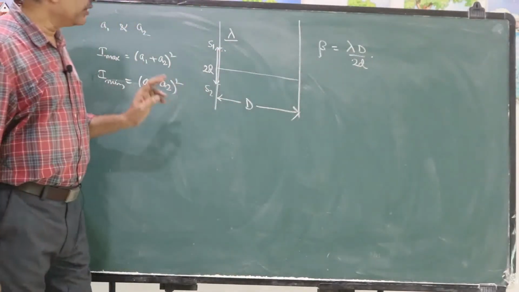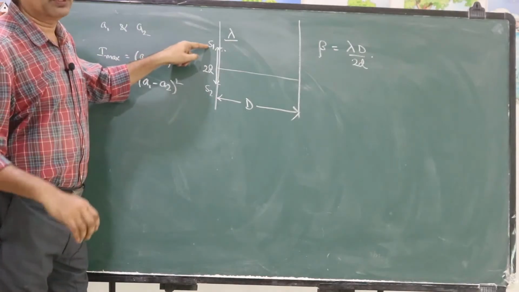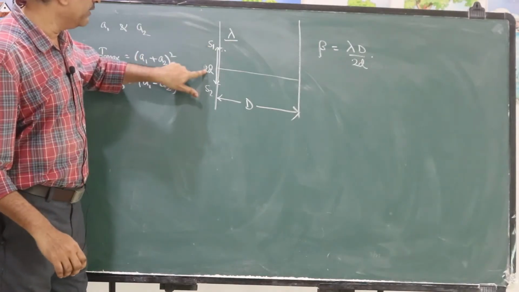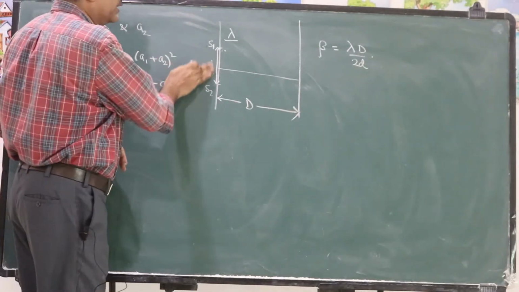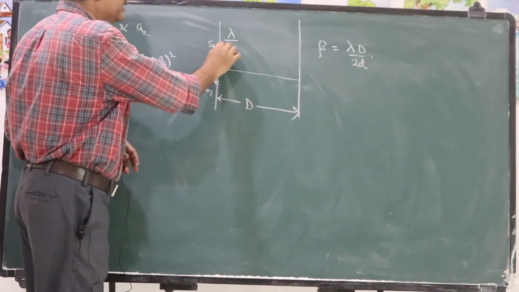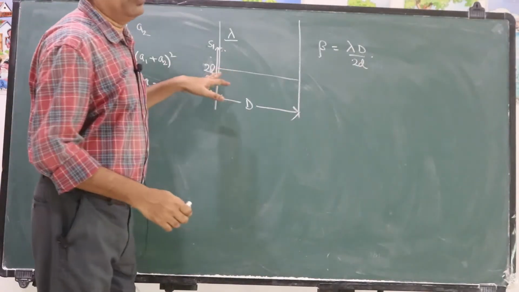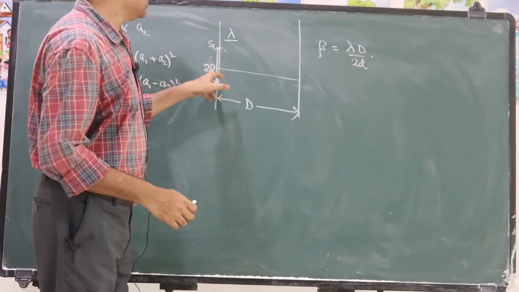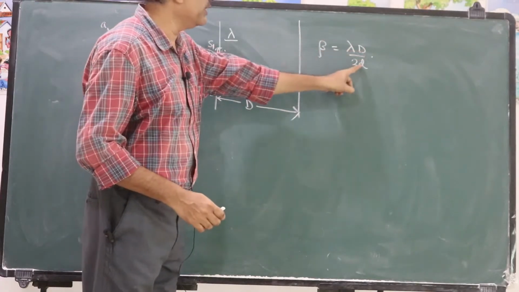Here you have to remember that this 2d is the distance between these two slits. In some books they follow it as d, simply d. So don't get confused that 2d is the distance between the slits. Okay, so you follow this convention. So 2d is the distance between the slits, then the fringe width beta is equal to lambda D by 2d.